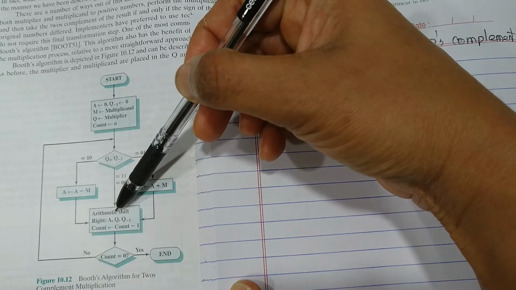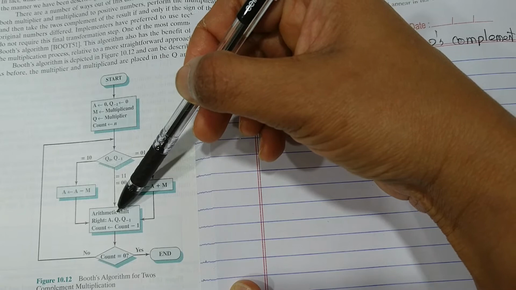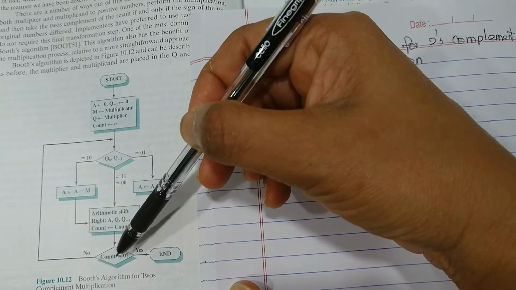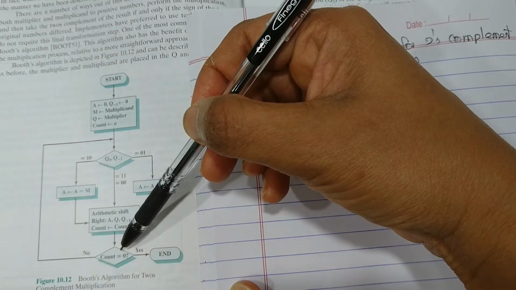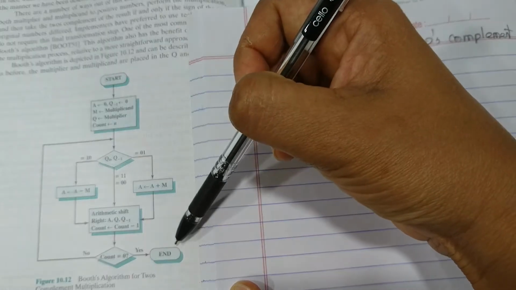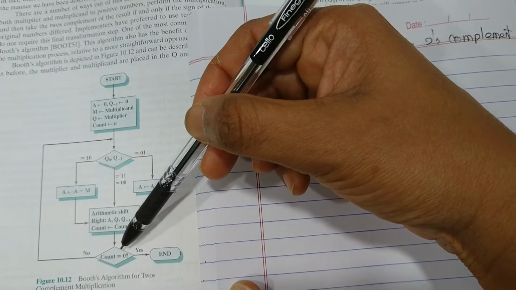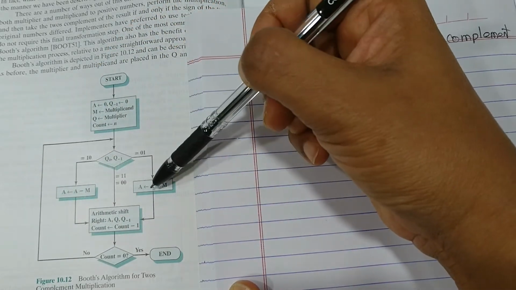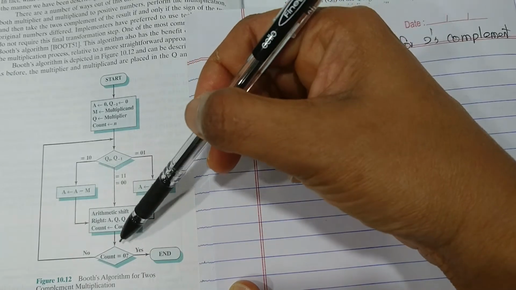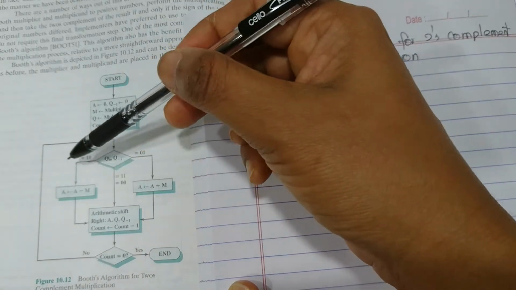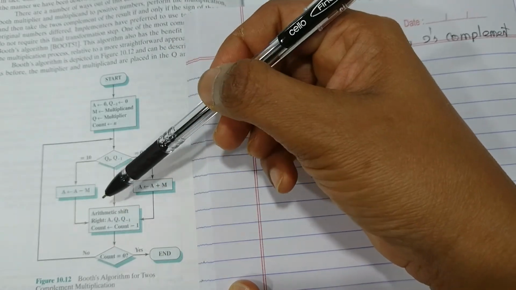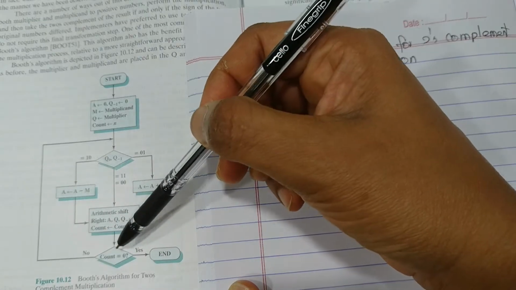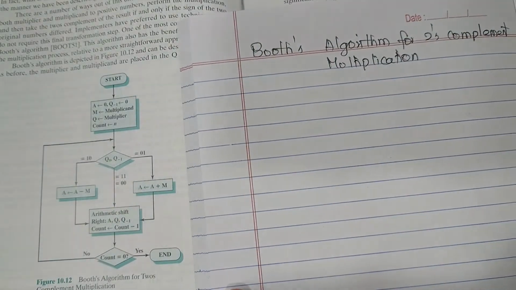When I trace, I will explain the arithmetic shift. Then the count will be decremented by 1. And now we check: is the count 0? Then you stop the algorithm. It's over. If the count is not 0, you go back and repeat this loop: checking, doing addition or subtraction, arithmetic shift, and then decrementing the count and continuing the loop. In this way it will be executed a few times until the count value becomes 0. So this is the idea of this algorithm.